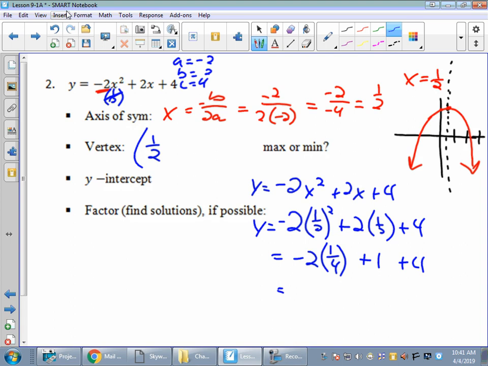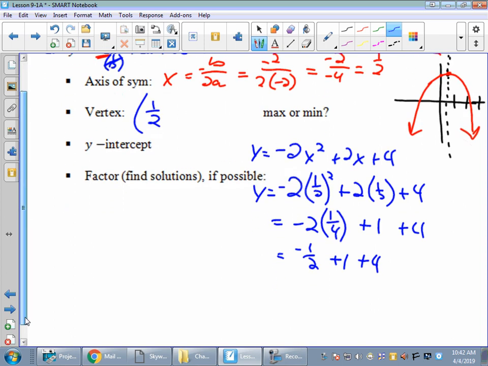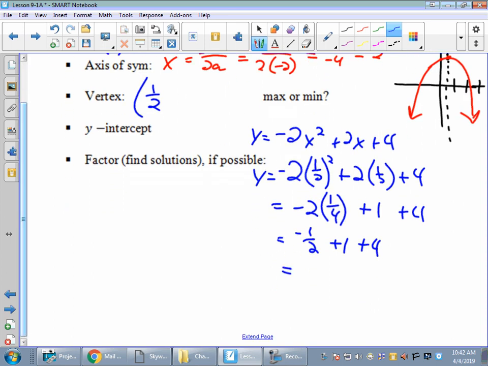So now I keep going here, and 2 times 1/4 is actually going to be 2/4 or 1/2. So we're going to have a -1/2 there, plus 1 plus 4. And then when I keep going, my vertex would be 5.5? Is that right? Oh, sorry, 4.5, because 5 minus 1/2 would be 4.5. So that's my y value for my vertex. So it'd be 1/2 and 4.5.